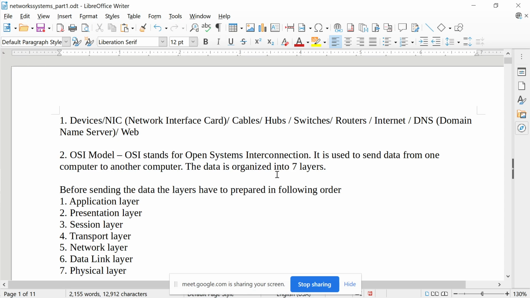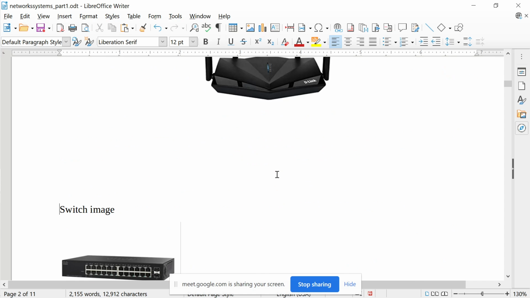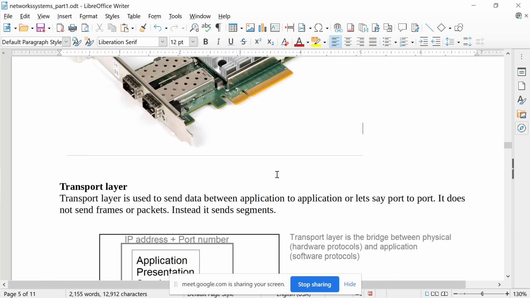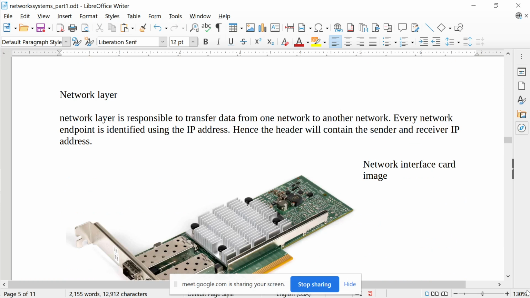Then the next, what is a network interface card used for? I don't remember much. You remember the picture which I shared last time of a network interface card? Yeah, this one. This is a network interface card.